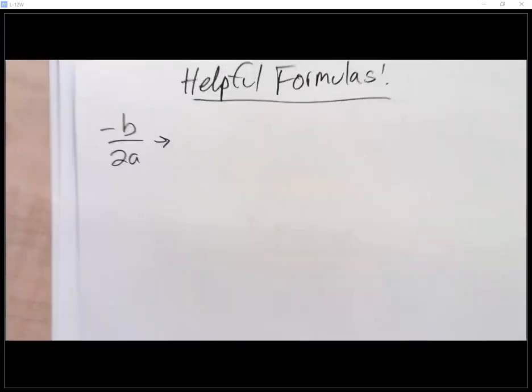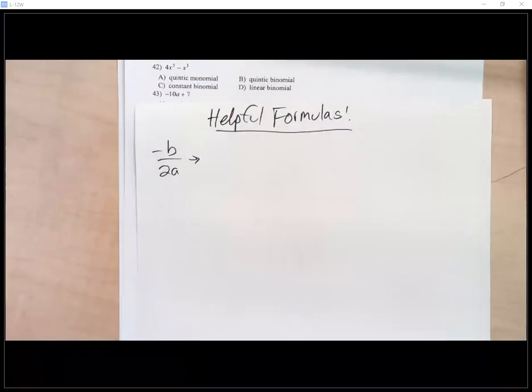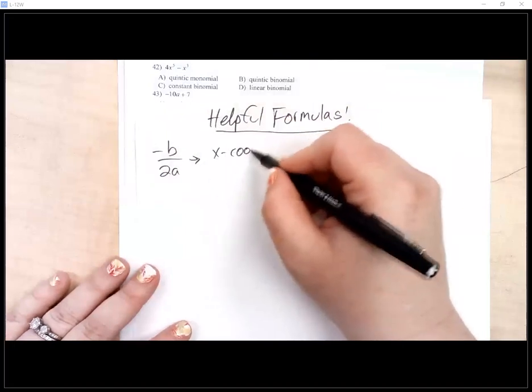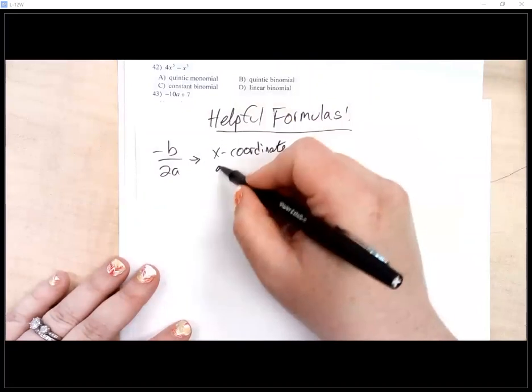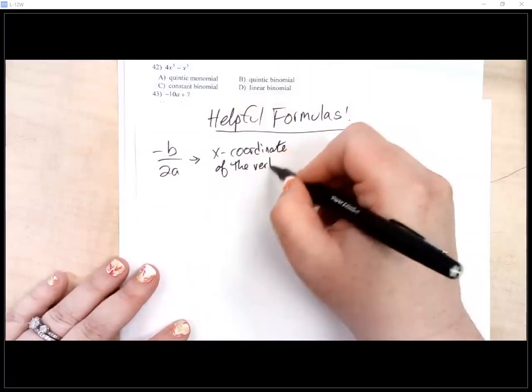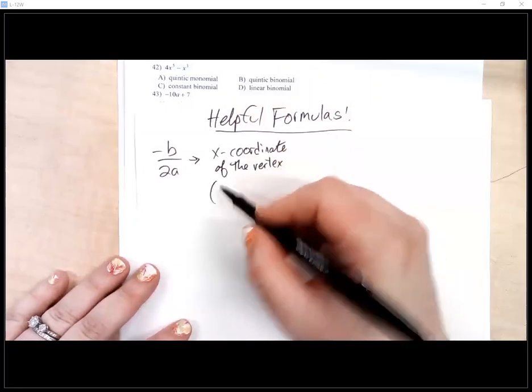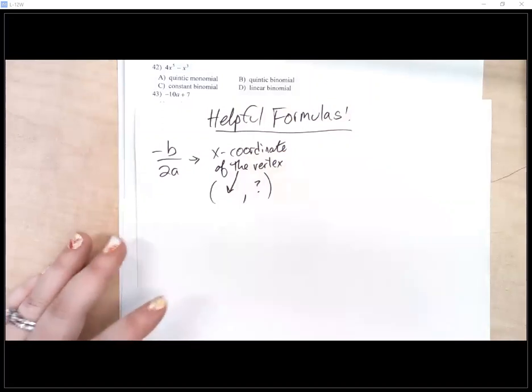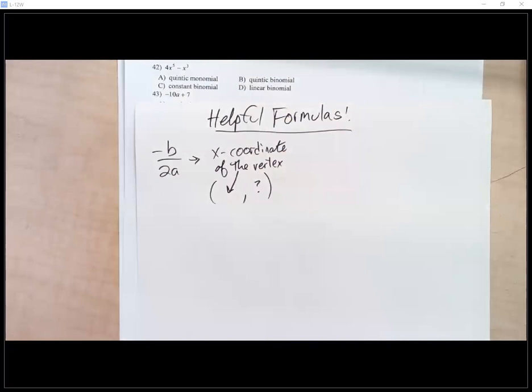So negative B over 2A, that is to get you, oh my gosh, what is happening? It's okay. It does this, I'm gonna just zoom way in for fun. All right, there we go. So negative B over 2A, that is to find the X coordinate of the vertex. So that'll get you this number right here, comma something. And then do you remember how to find the something? Once you do the negative B over 2A and it gives you out some number? Yeah, you gotta plug that number back in.